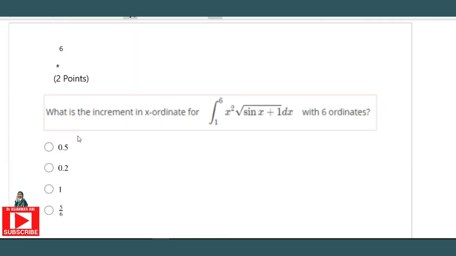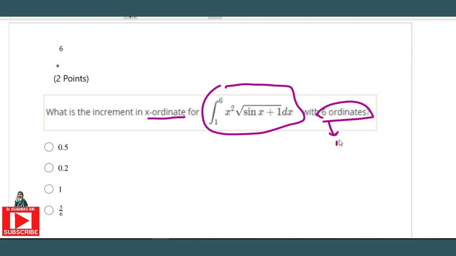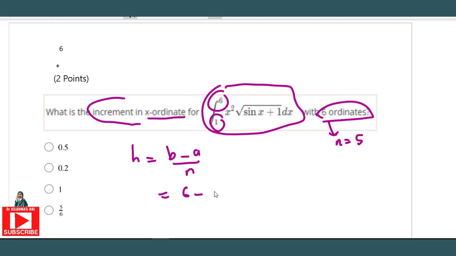Number 6. What is the increment in x ordinate for this statement with 6 ordinates? 6 ordinates means n is equal to 5. We want to find the increment in x ordinate, the width, means h. h is equal to b minus a over n. So b is 6 minus a equals 1, over 5. So 6 minus 1 is 5, 5 over 5 is equal to 1. So the increment is 1.